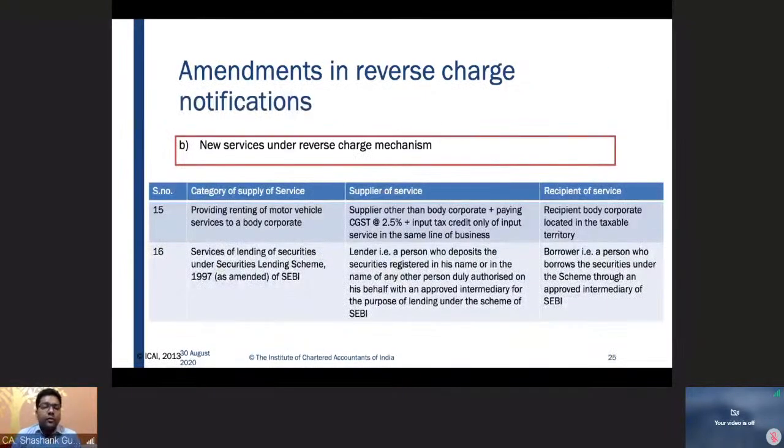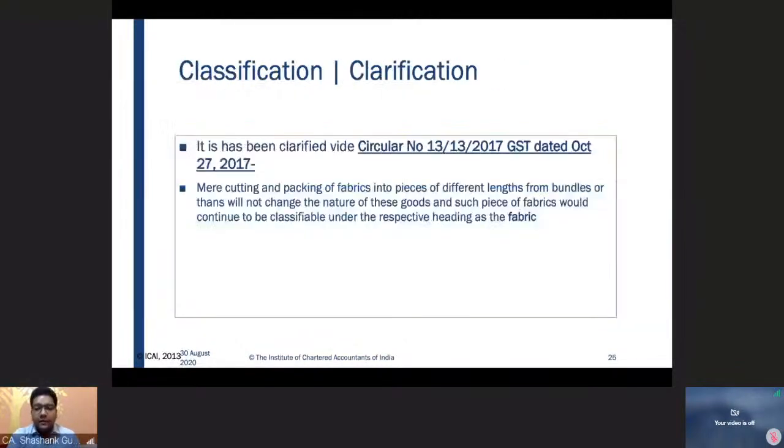Renting of motor vehicle to a body corporate. By whom? By someone who is not a body corporate, charging tax at the rate of 5%, availing ITC of similar line of services. It is the recipient company who will be liable to pay the tax. Of course, the recipient company has to be situated in the taxable territory. Similarly, services of lending of securities, and not the securities themselves. So the services of lending of securities, it is the borrower who has to pay the applicable GST under reverse charge.